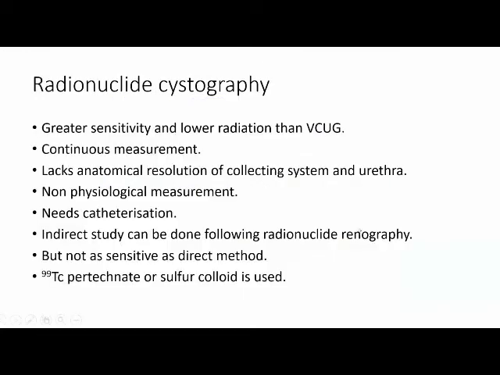Coming to the next modality, that is radionuclide cystography. It has a greater sensitivity and lower radiation risk when we compare it to a normal MCU which we do in our hospital setting. And the advantage compared to a normal MCU is that in the normal MCU which we do here, we take static images. But in case of a radionuclide cystography, you can do a continuous measurement. So you know that reflux is a dynamic pathology. So it is always better that you evaluate the reflux with a continuous measurement rather than going for static images.